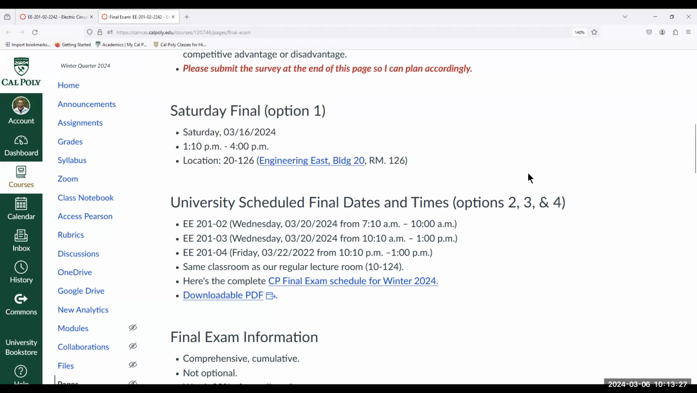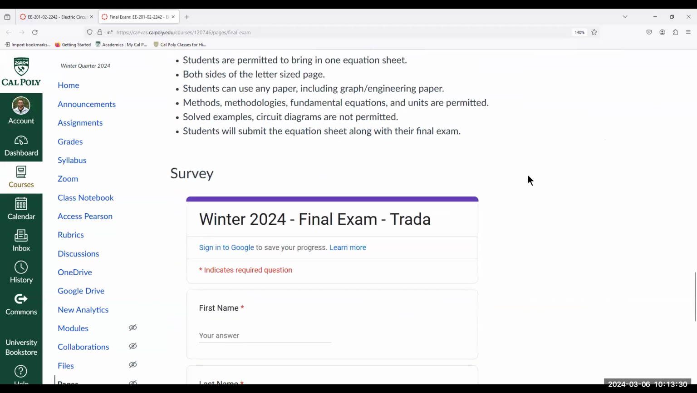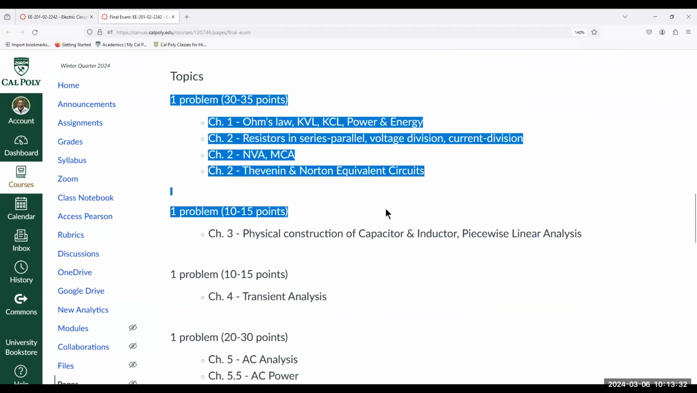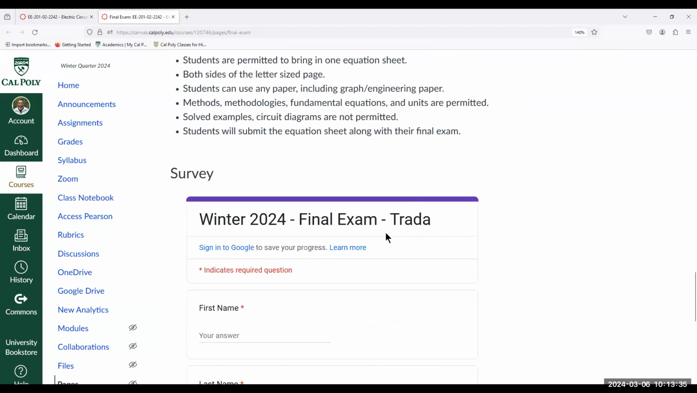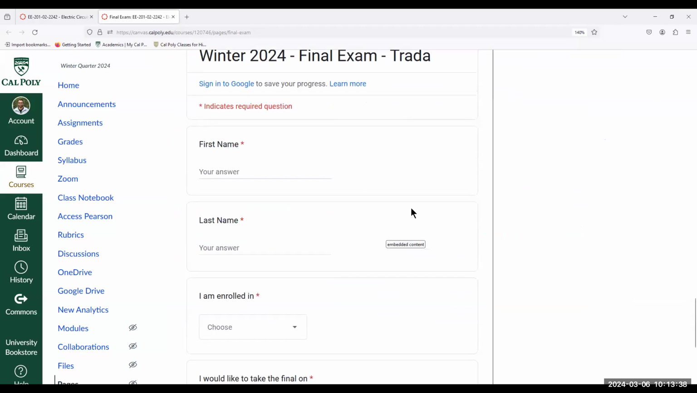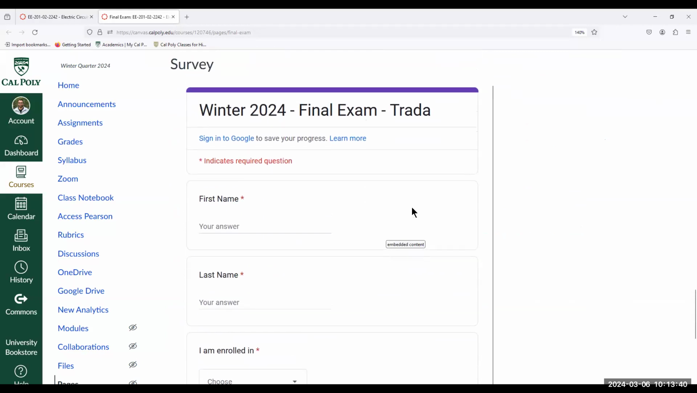And what I will ask students to do is submit a form. So there's topics, equation sheet. All of the information is in there. There's a survey at the bottom of this page. As I mentioned, several students filled it out in the first week of class itself. If you plan to take it on any other alternative time, you need to fill out this form. Okay, especially if you wish to take it on a Saturday. Because it's not in this room, I need to know how many students will appear on Saturday so that I know which room I need to reserve and how many exams I need to print.